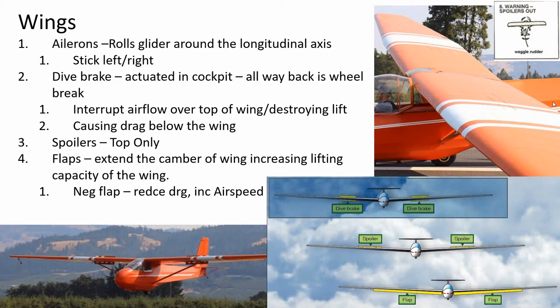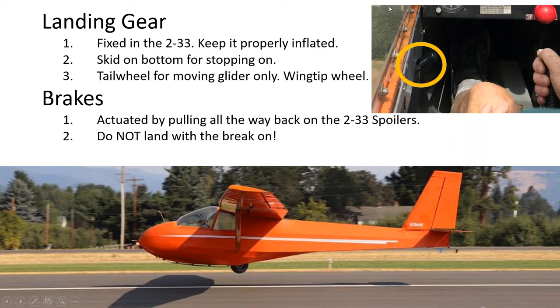Okay, landing gear. It's fixed in the 233, which is nice. You don't have to remember to put it down. The most important thing is to keep it properly inflated. There's a skid on the bottom here, so after you land on the wheel and you're coming down to a stop, you'll stop up on the skid. We occasionally have to replace that with a ski, usually from Corey's garage.